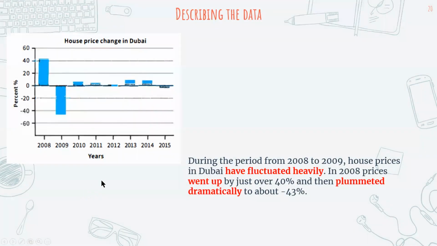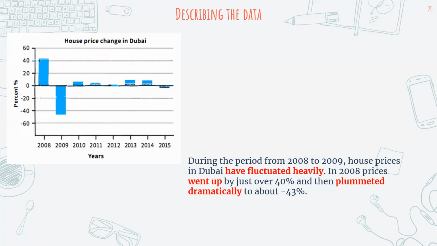Okay. Let's look at this one. House prices change in Dubai. This is a new one for us. This is the horizontal axis, also in years, and this is a percentage, and it can be different, this one. During the period from 2008 to 2009, house prices in Dubai have fluctuated heavily.